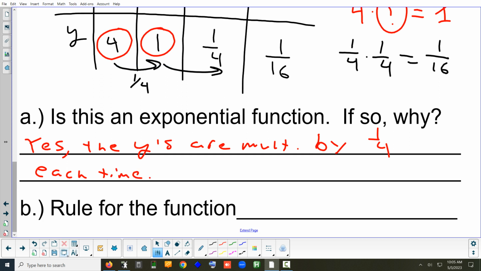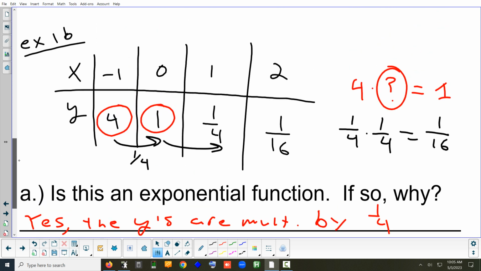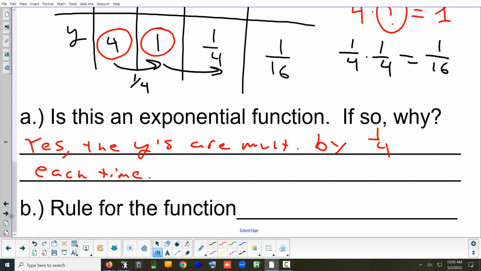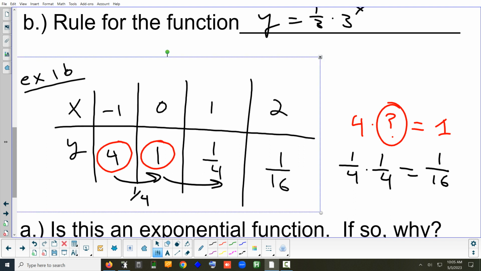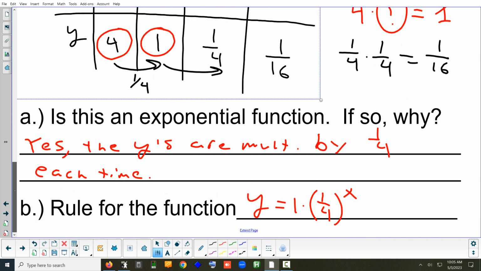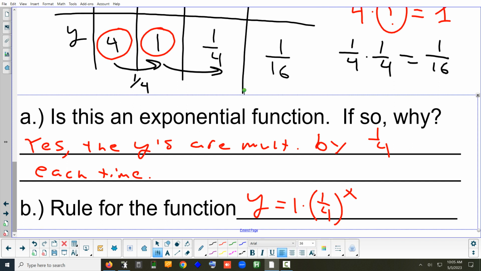Okay, so now we know it's exponential. Can somebody tell me what they got for the rule for this one? Yeah? Y equals 1 times (1/4) to the power of x. Yep. So y equals a times b to the x. There's your a value. It's the number below 0. And there's your b value, 1/4. And that's the answer.